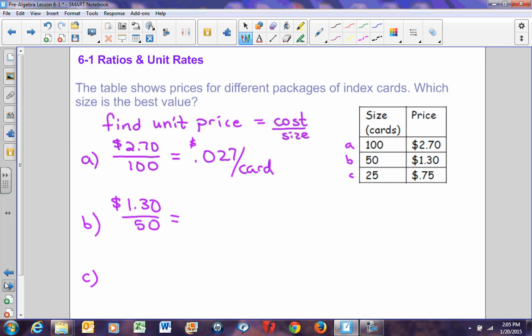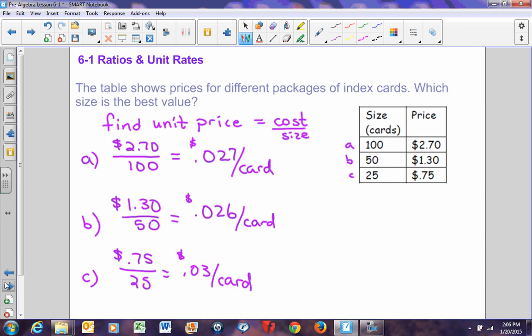So again, I'll put on my calculator 1.30 and divide it by 50, and I'll get 0.026 per card. So basically 2.6 cents per card. You know, you can't have a tenth of a cent. You can talk about it like data, you just can't own one because there is no tenth of a cent. And C is 75 cents for 25 cards. So we'll take 0.75 on our calculator, divided by 25, and we'll get 0.03 cents per card.